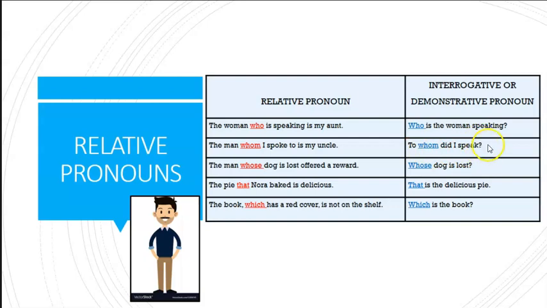Here, again, it ends in a question mark. To whom did I speak? So when it ends in a question mark and it's really asking a question, that's an interrogative pronoun, not a relative pronoun. The man whose dog is lost offered a reward.